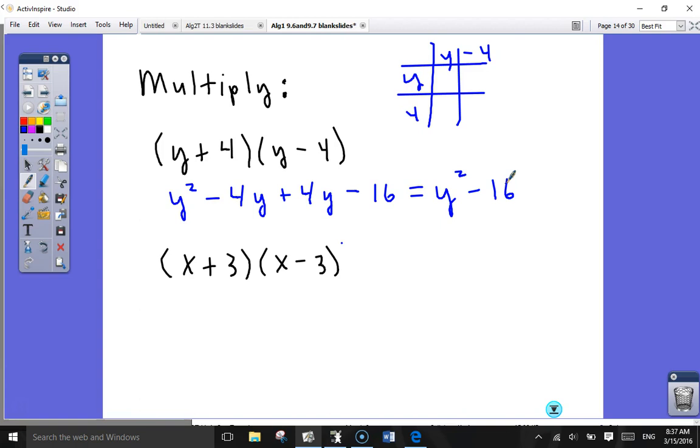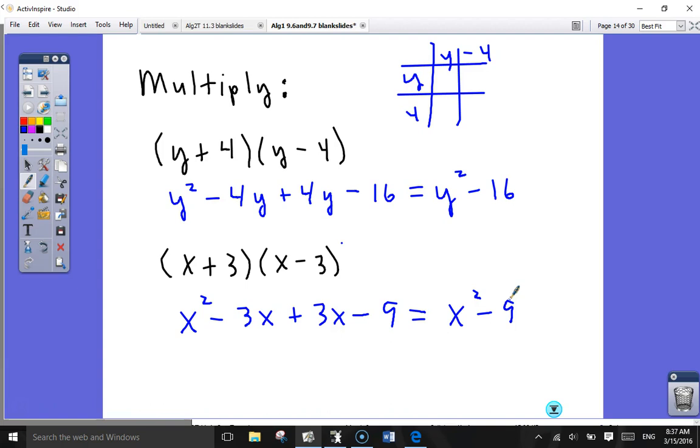Try the same thing with x plus 3 times x minus 3. X squared minus 3x plus 3x minus 9. Combine like terms. Negative 3x plus 3x, they cancel. X squared minus 9.